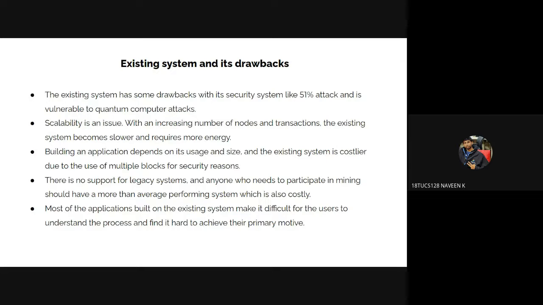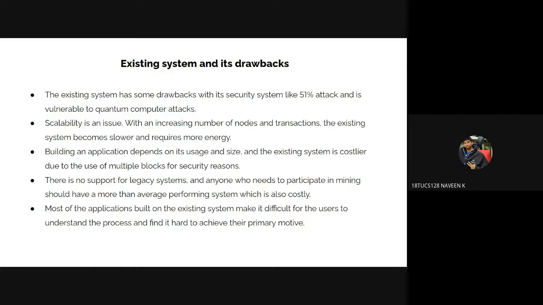The second one is scalability. In blockchain, if one transaction happens, the number of nodes increases. If one transaction has 1,000 nodes, scalability is an issue, so it takes much longer to make another transaction. The third one is that building an application depends on its usage and size, and the existing system is costlier due to its multiple blocks for security reasons, as I mentioned earlier.